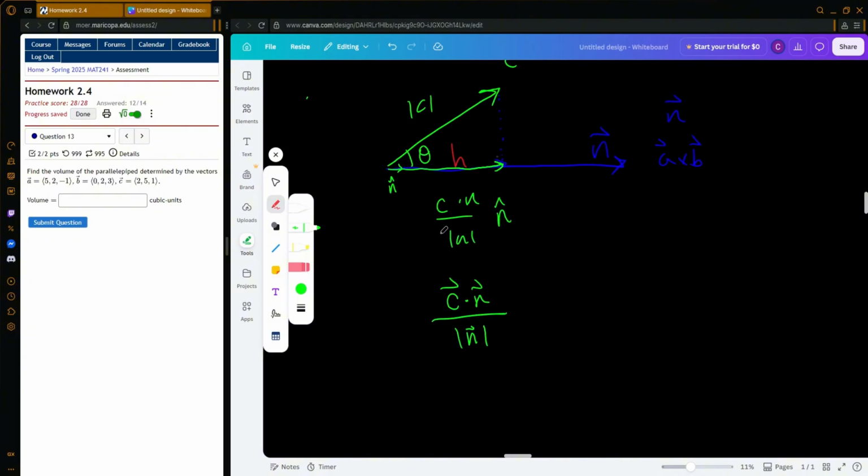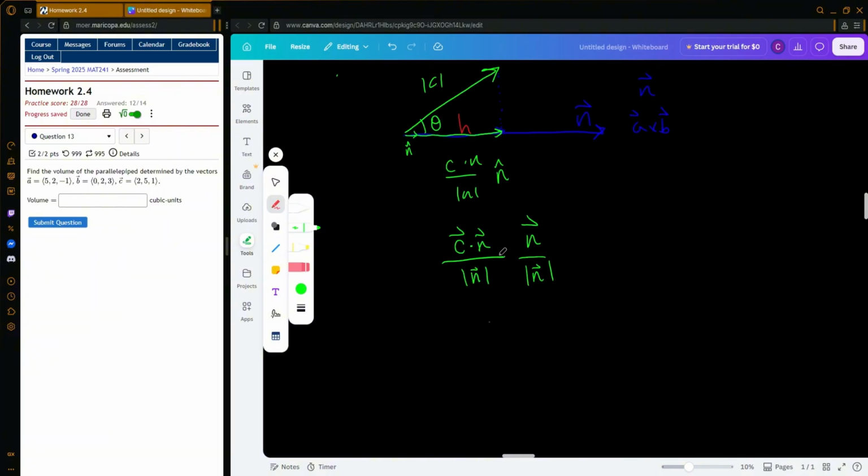This is the scalar component of the projection. And then we'll have n over the magnitude of n. So there's our projection formula. It's c dotted with n over the magnitude of n squared, times this vector n. So this is our height.